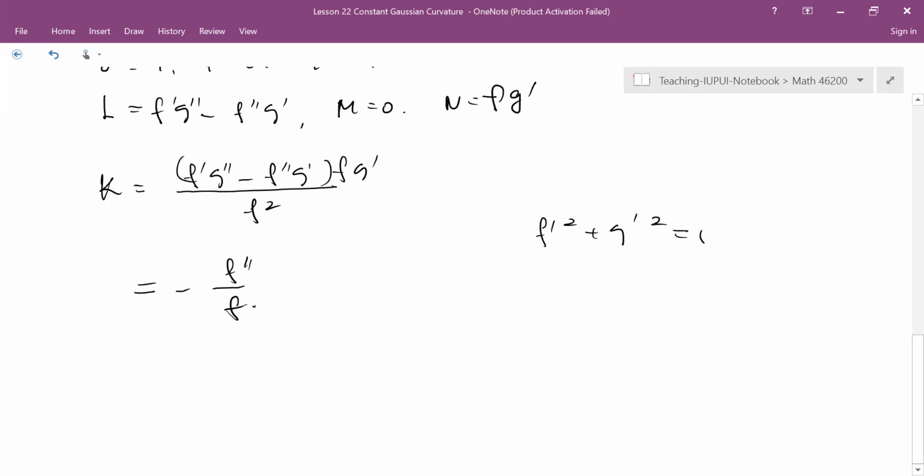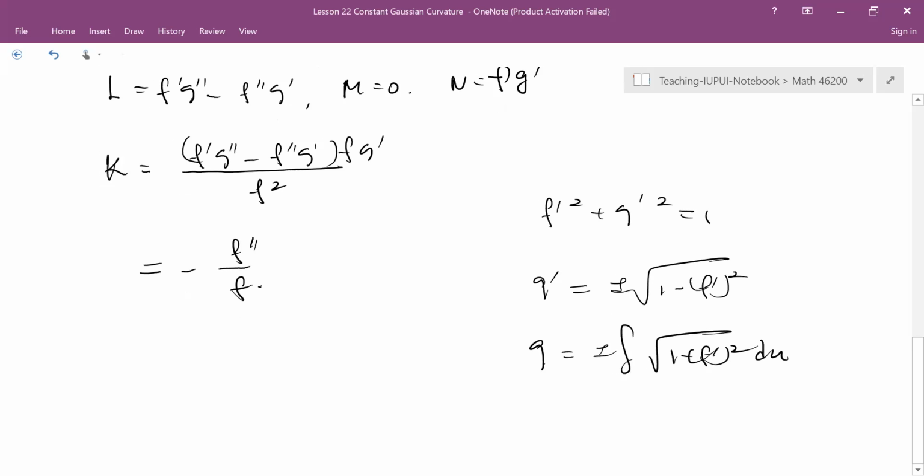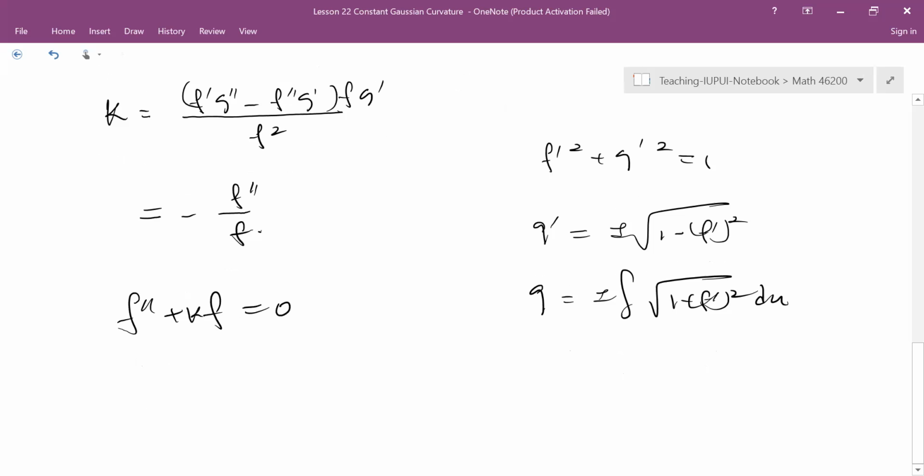So if you know f prime, you can get g prime. g prime is going to be plus or minus the square root of 1 minus f prime squared. So if you can determine f, then you almost determine g. g is the integral of this square root, so g is plus or minus the integral of the square root of 1 minus f prime squared du. Now, this is an interesting equation. It is a second order ordinary differential equation.